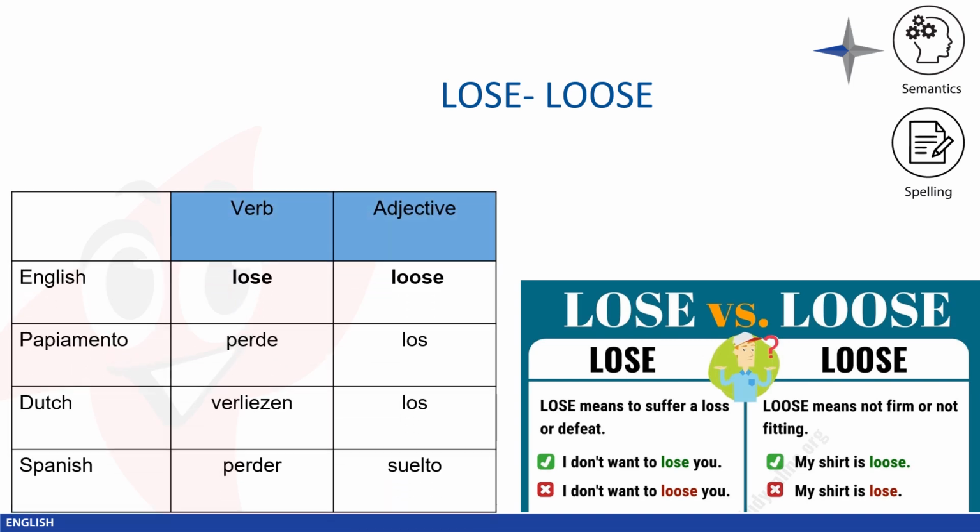In the 4 languages, you can see Papiamento says that the verb lose in English is perde in Papiamento, and the adjective is los. Blusa quita un poco los. In Dutch the verb is verliezen, and for example the shirt is een beetje losjes. And then in español, perder algo, and el pantalón está un poco suelto.